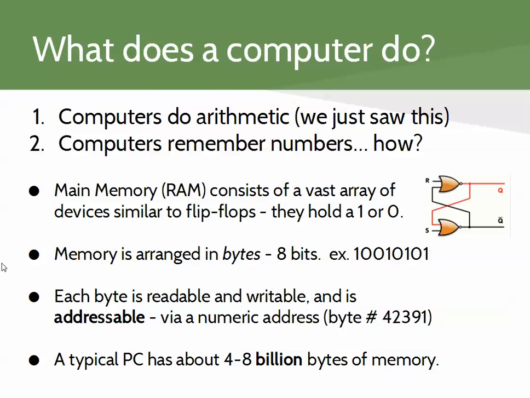So each individual byte within main memory is addressable, and we've got billions of bytes. A typical machine that you can buy today for a reasonable price might contain 4 to 8 billion different bytes of memory. Each individual byte of memory has a specific numeric address. So there's quite a bit of them.